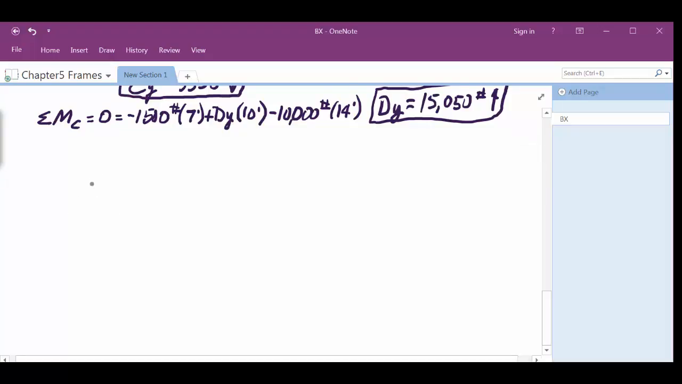Okay, so we go to the post. List all the forces on that. We decided we had this BX, right? What was that number? 11,070?